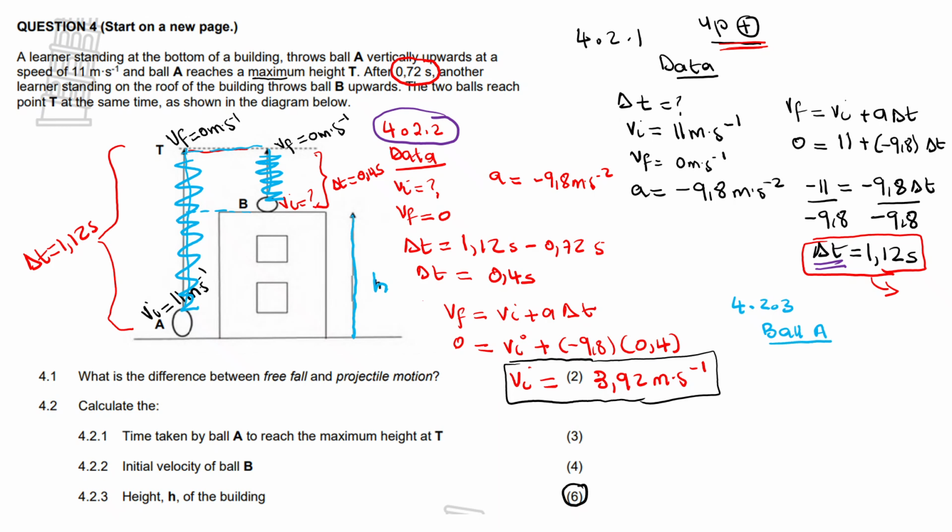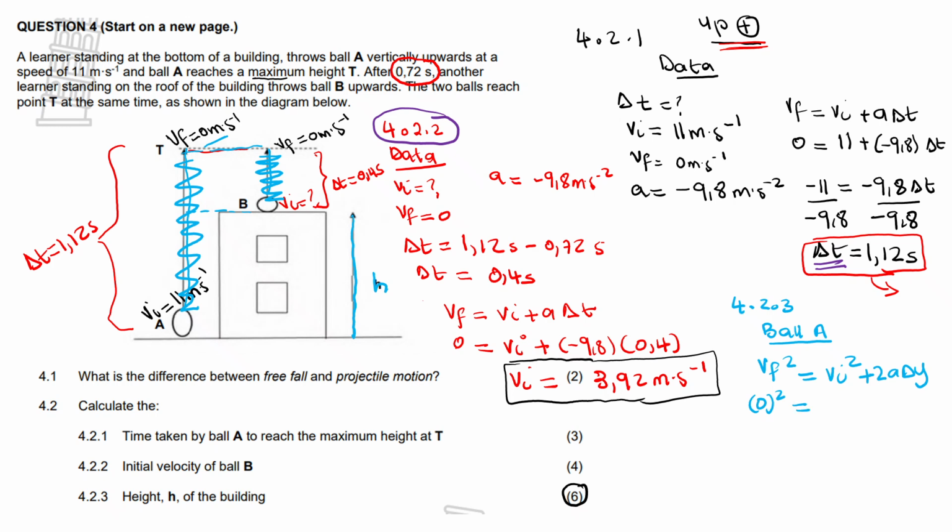Okay, so now to find the height of the building, we first need to find the height that was traveled by ball A. So I'm not going to do that because we don't have much space. I'll just write down the formula. So we need the formula that has delta y. We can use VF squared equals V initial squared plus 2A delta y. So I'm going to explain when I do the substitution. Remember, ball A has a final velocity of 0. So this will be 0 squared, which is just 0.